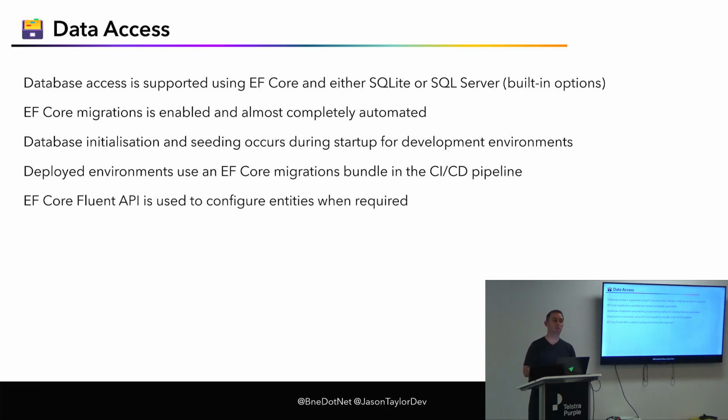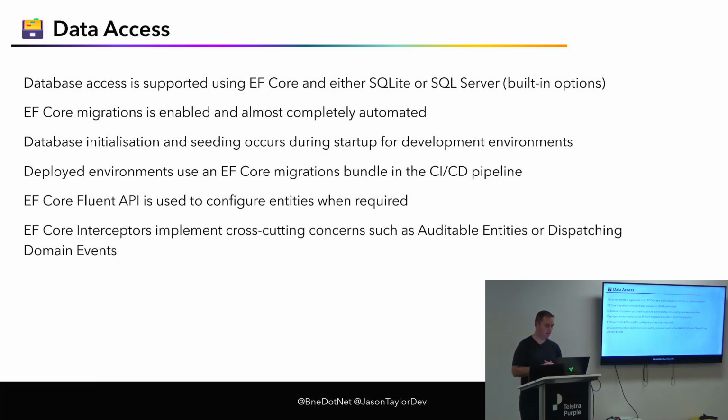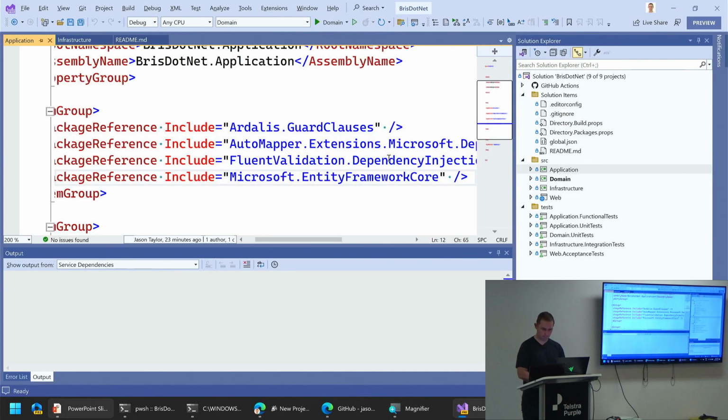Where we need to configure our entities, where we're not happy with the conventions and want to override them, the preference is to use EF Core Fluent API, and you'll see some examples of that in there. I also have some EF Core interceptors to implement cross-cutting concerns such as auditable entities and dispatching domain events. I'd love to show you just how clean that is, because that's something I was really excited about.